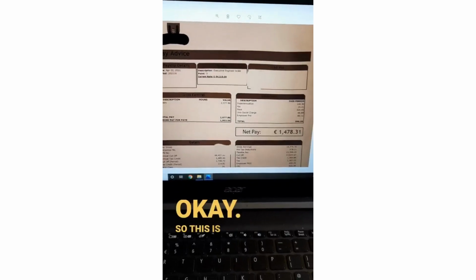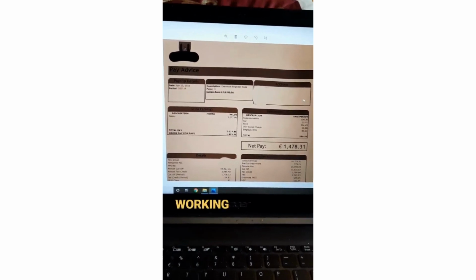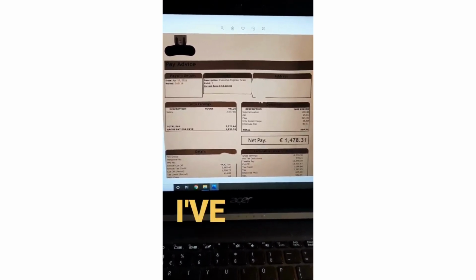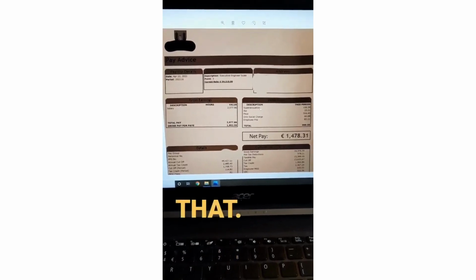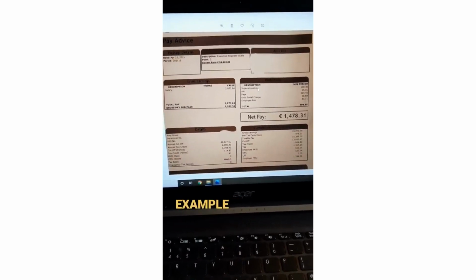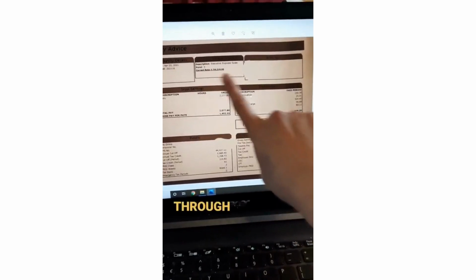Okay, so this is a payslip from a person that's an engineer working for a county council, and I've obviously blocked off a lot of personal information to reflect that. But this is a brilliant example for a standard engineer, and I'm going to go through each section.